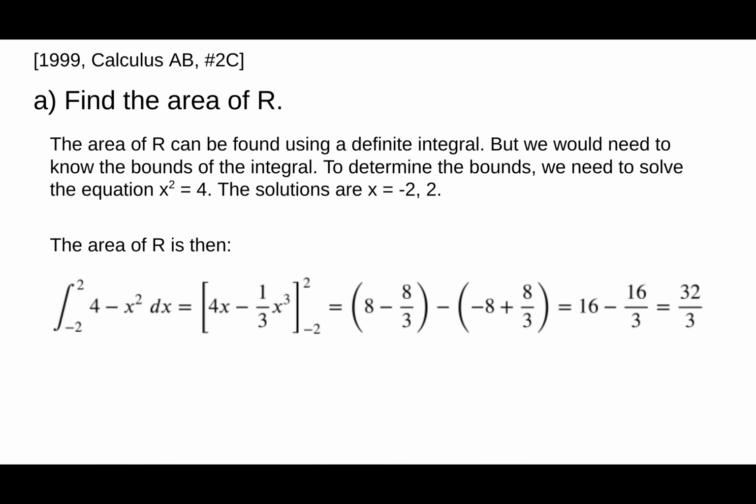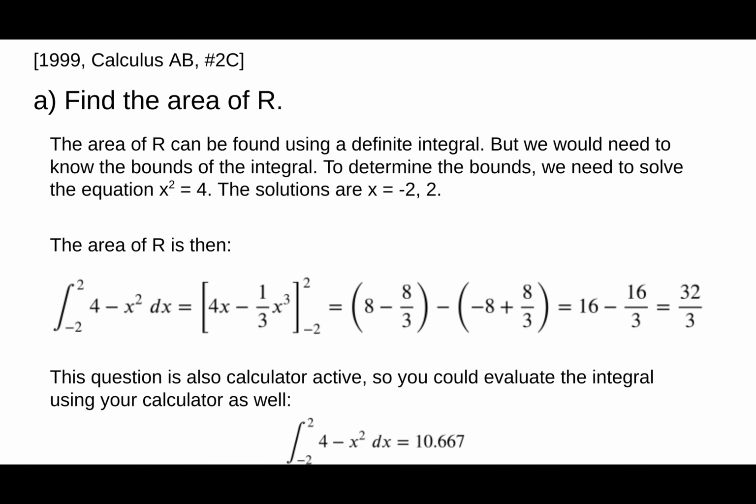And if we do this, 8 minus 8/3 minus -8 plus 8/3, we get 32/3 as the area of that region R. All right, so if you use your calculator to do this, or if you just know that 32/3, figure out a decimal for that. The area from -2 to 2 of 4 minus x squared is 10.667.